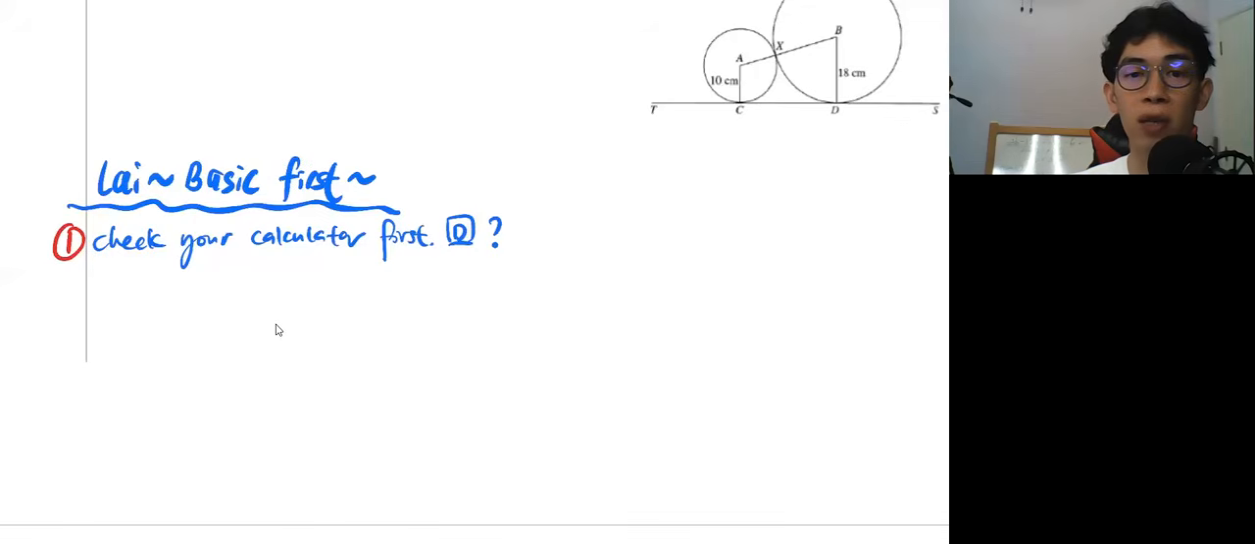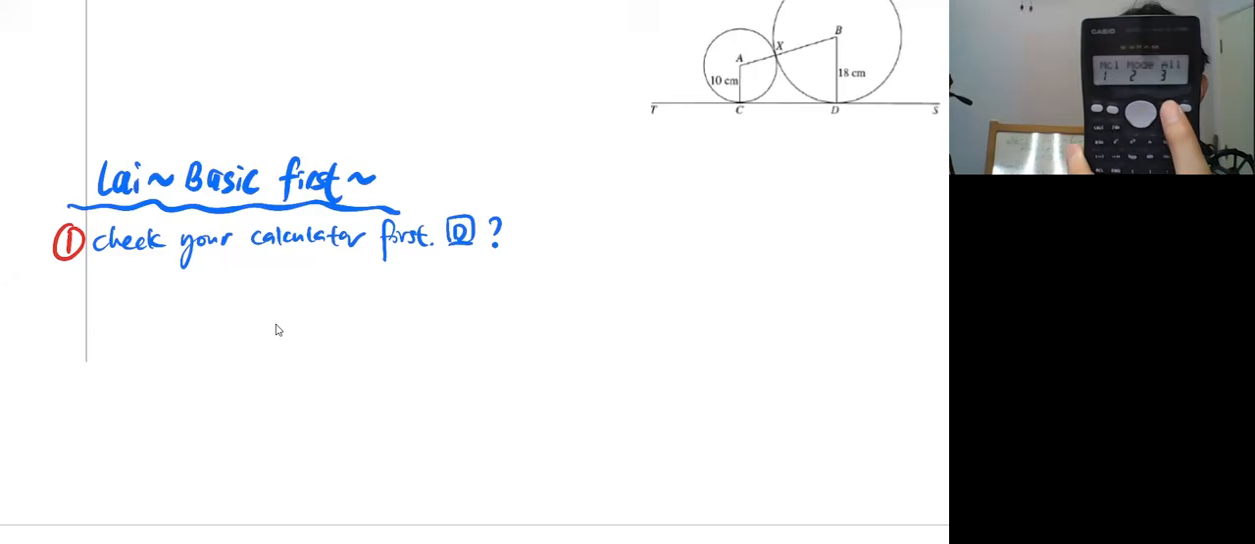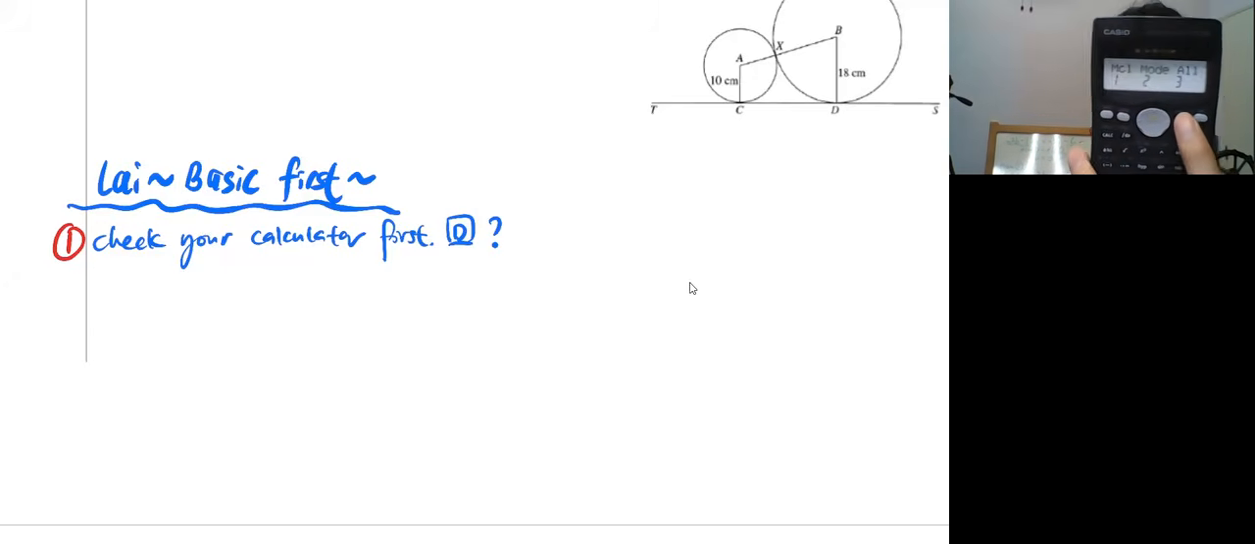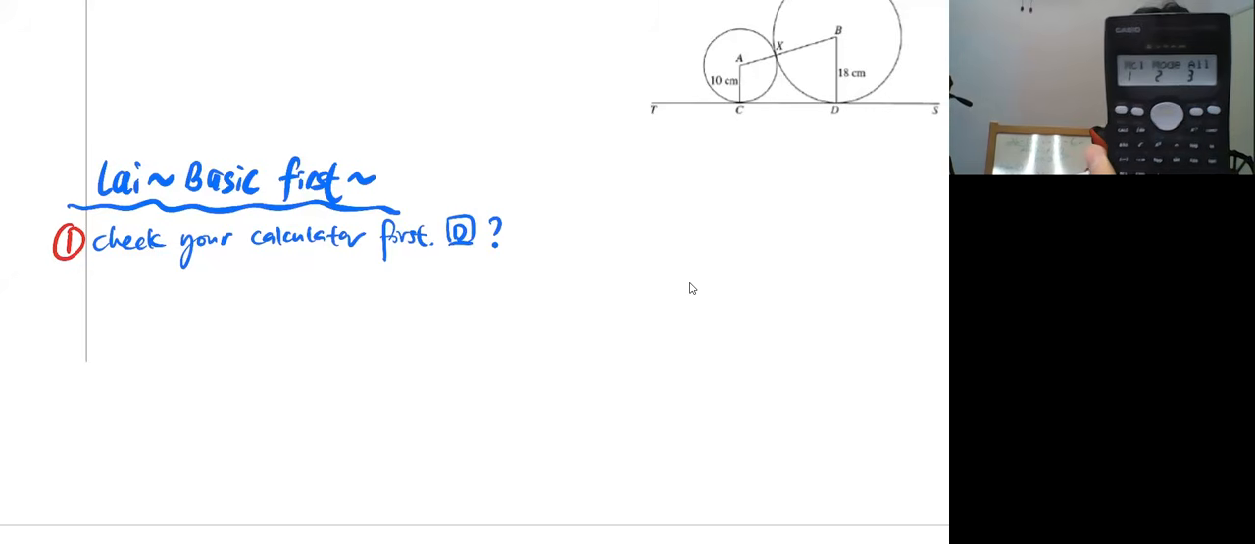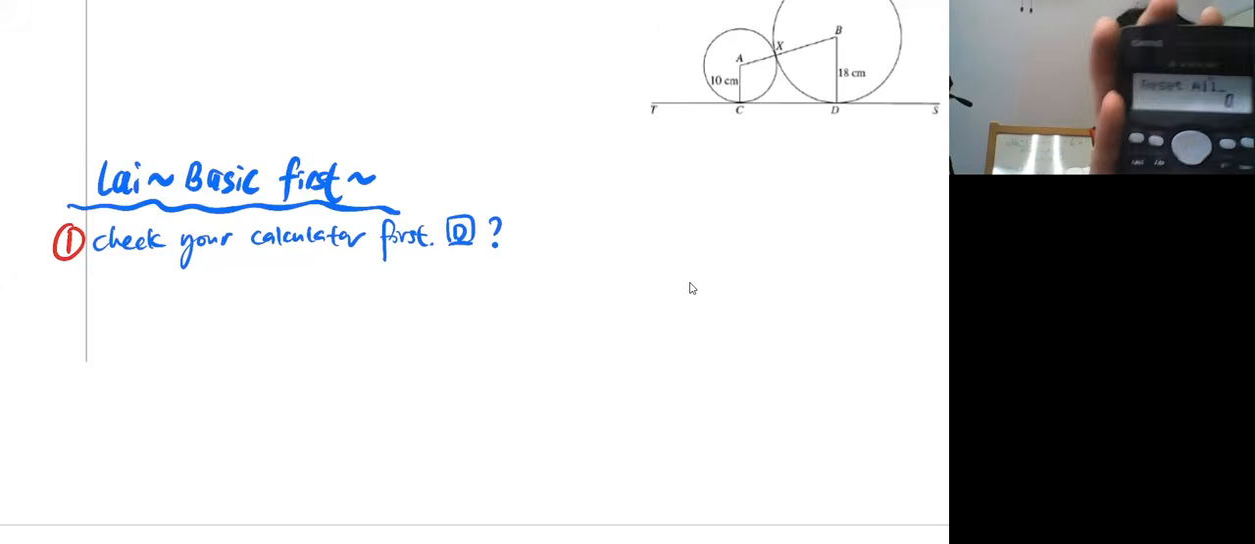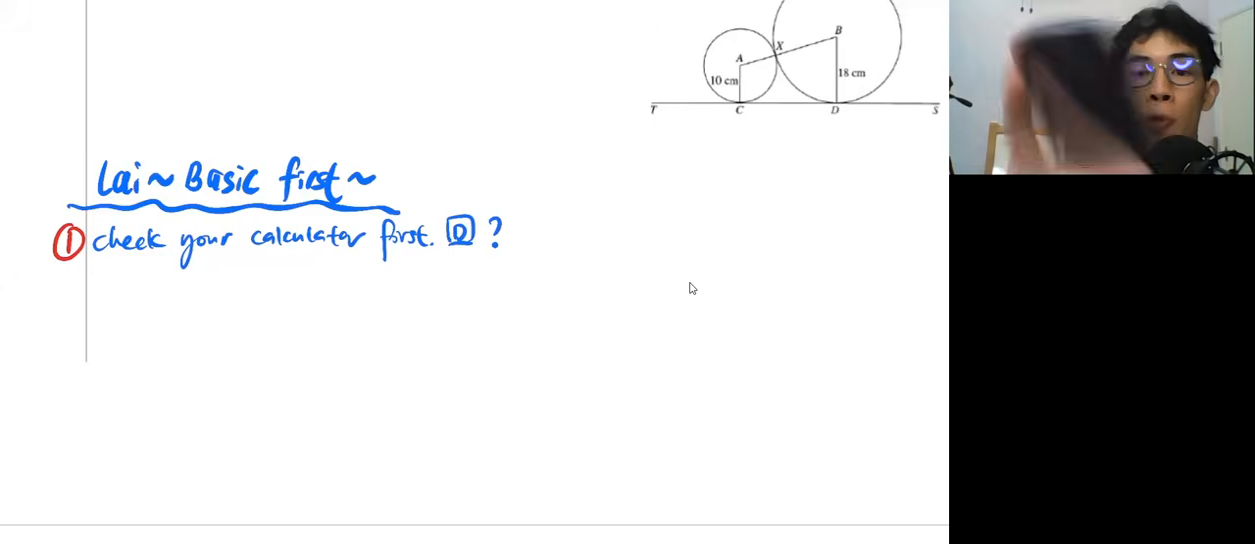Now, what you have to press is shift, mode. Can you see a shift button here? You press shift, then you press your mode over here. Then you will see this MCL mode, and you see all there, correct? You select all. The all there means reset all. So you press 3, you will get this, reset all. Once you reset all, you press equal.